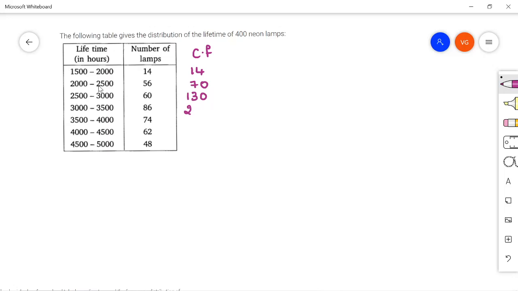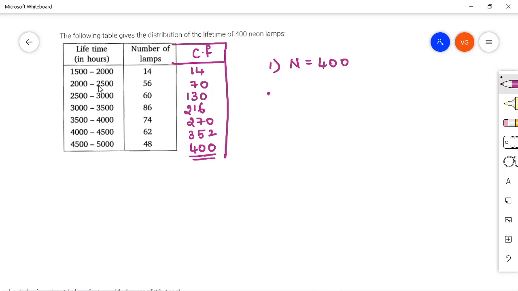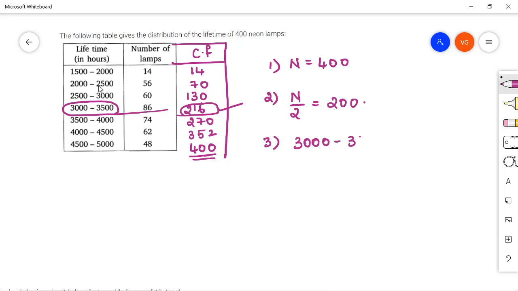So it will be 216, 216 plus 74, 270 plus 62, 352 plus 48, 400, right? So this is my cumulative frequency. N is equal to 400. First step, write n by 2, take it 200. Select the cumulative frequency that is just above 200, that is 216. So the corresponding class will be the median class, that is 3000 to 3500. So the median class here is 3000 to 3500.